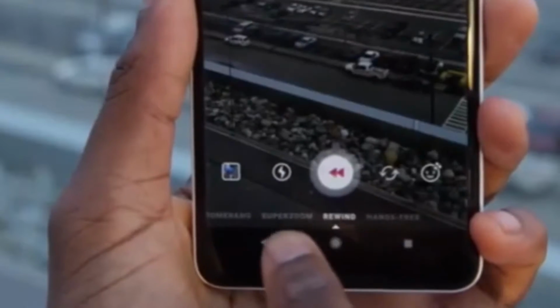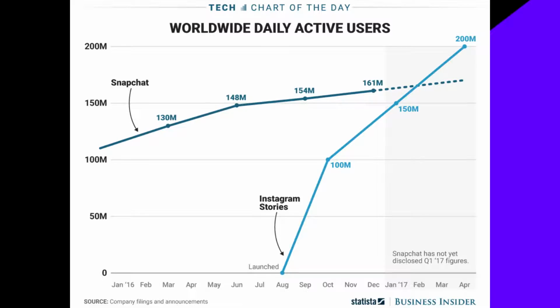Snapchat was the first to have stories, but now Instagram, Messenger, and even Facebook have stories. And the Instagram stories have much more features than the Snapchat stories. According to this chart, popularity growth was a lot higher on Instagram than on Snapchat after its release, and Instagram became more popular than Snapchat in a few days.